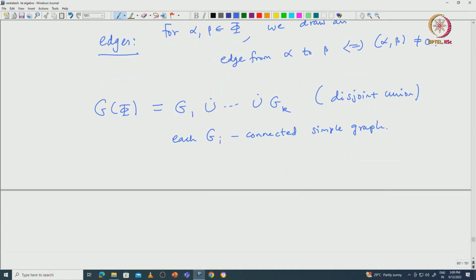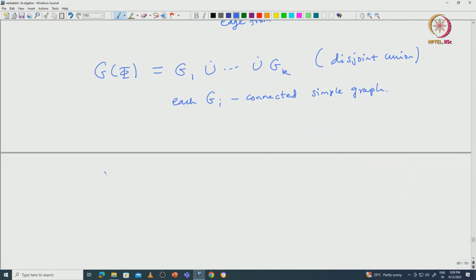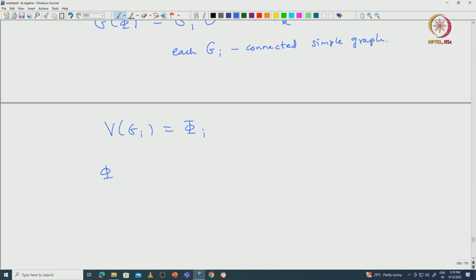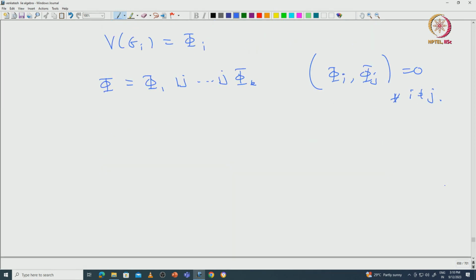So, now what we do, we just take the vertex set of Gi to be phi i. Then it is clear that phi can be written as phi 1 disjoint union, etcetera, disjoint union phi k, with the property that the inner product of phi i and phi j is 0 for all i not equal to j. So, the phi i and phi j are orthogonal to each other for all i not equal to j.